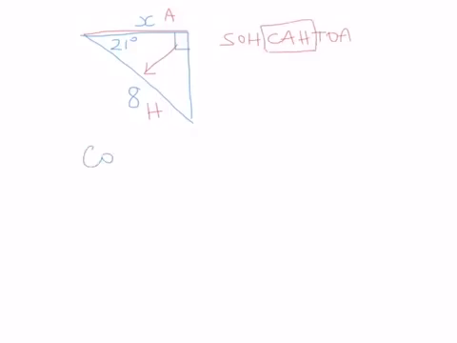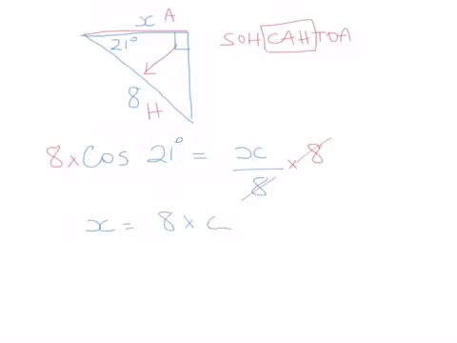So we always start with cos of the angle equals adjacent over hypotenuse. From there, it's an equation. We want x by itself. At the moment, it's been divided by 8, so we do the opposite and times by 8. Whatever you do to one side, you do to the other. The 8s cancel, so you're left with x equals 8 times cos 21.